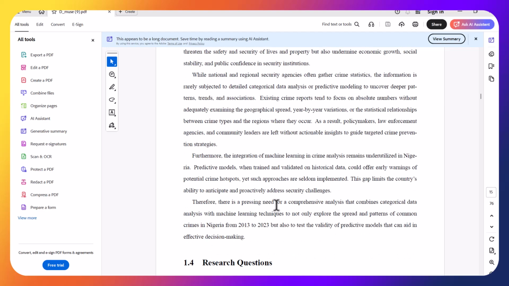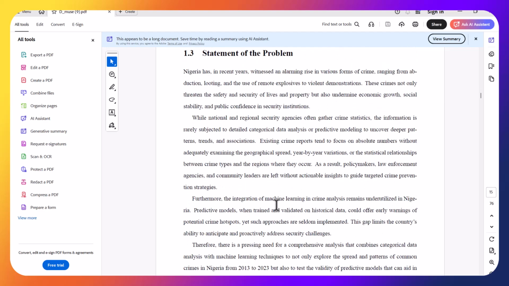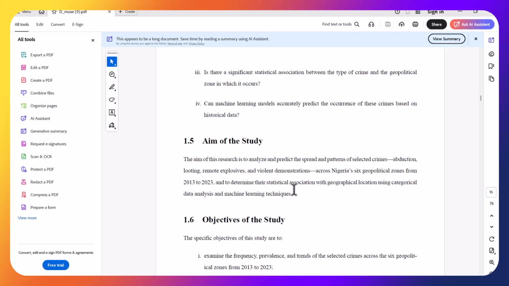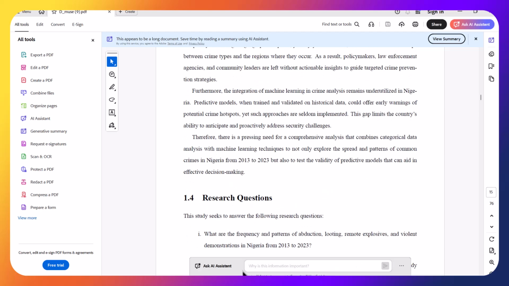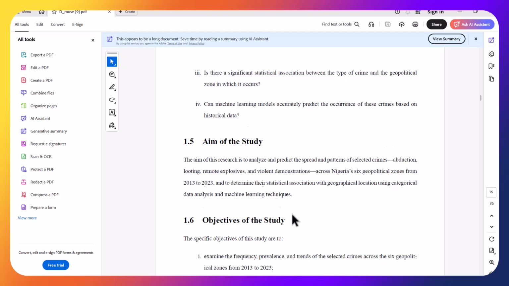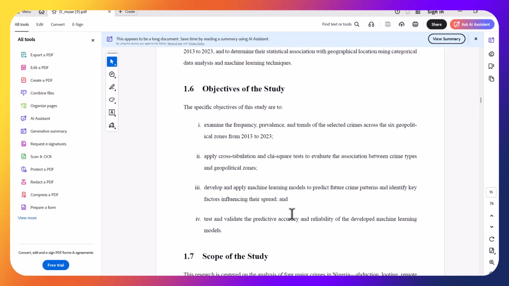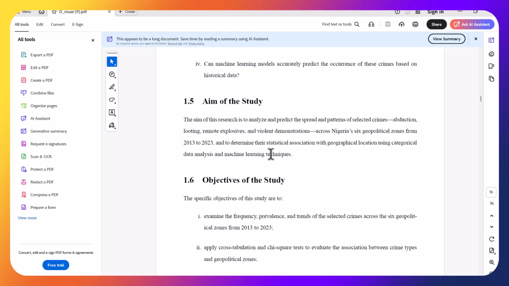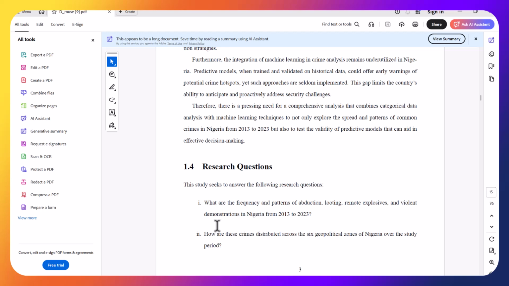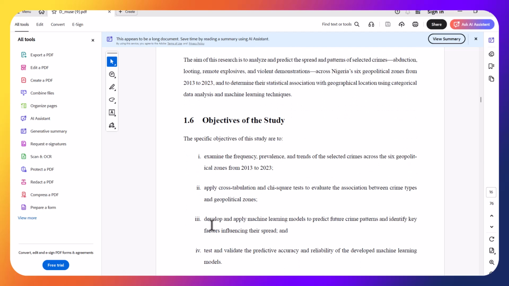So basically it's going to be addressed by the second question, talking about how these crime rates are being distributed. Okay, sorry, that's the research question. The research objective is applying a cross tabulation to evaluate the association between crime types and political zone. So basically, this particular objective is built to answer this particular question.